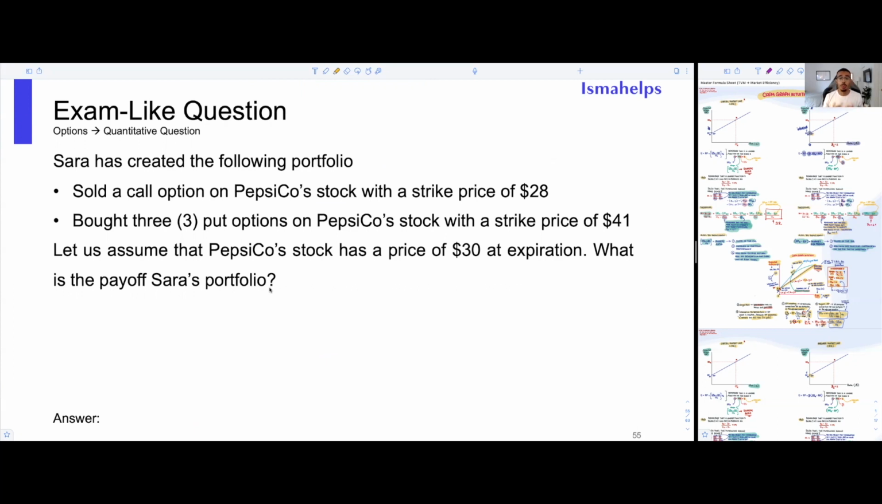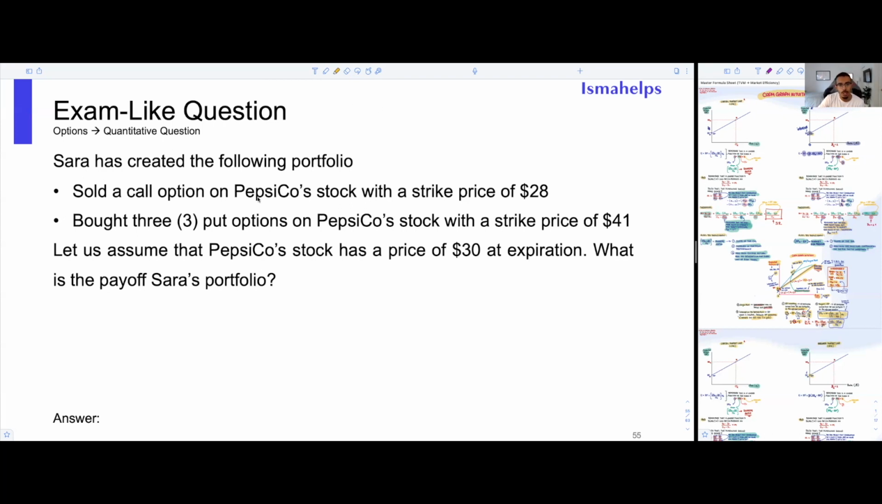Then we're going to draw a payoff diagram to double down on the methodology that I'm showcasing. Hopefully this helps you out, and you'll be empowered to solve these really easy exam questions. Okay, so let's jump into it.